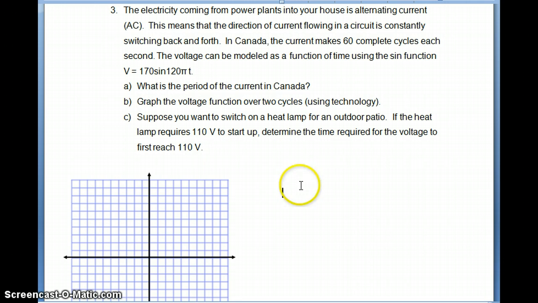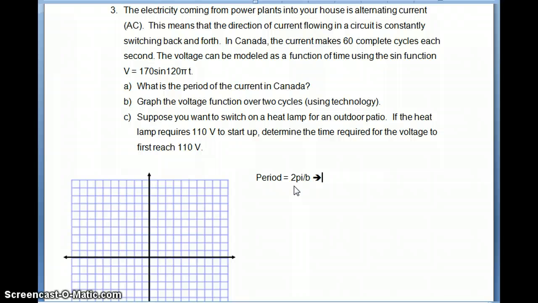Alright, so A, here we're looking for the period of the current in Canada. You can use your equation, V is equal to 170 sine 120 pi t, or you could also get it from the fact that in Canada the current makes 60 complete cycles each second. If we want the easier way, we could use our period equation. So period is equal to 2 pi divided by the absolute value of b.